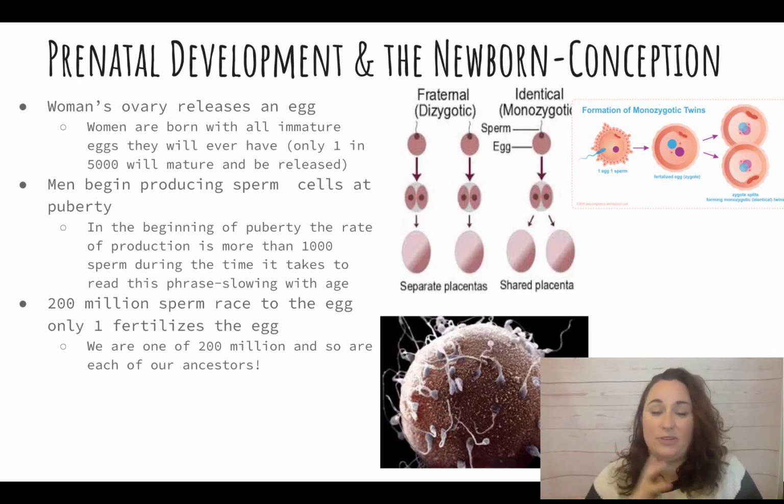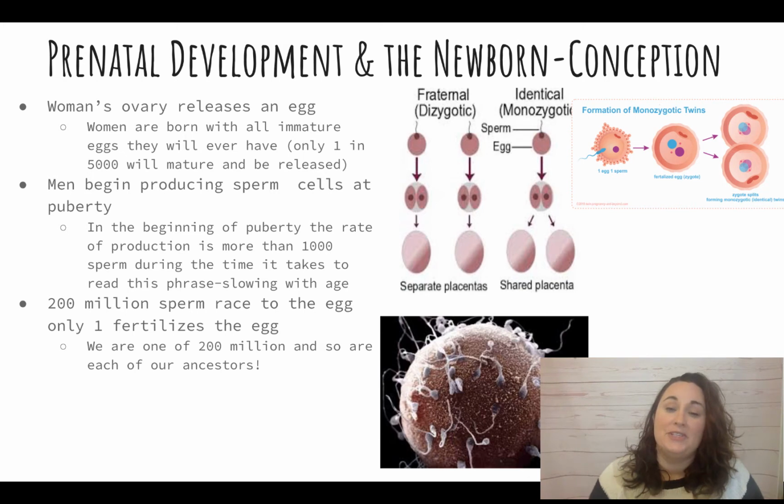All right, so now let's switch to physical development. And so remember, we're starting in the womb. So we're starting with one egg and one sperm that meet up and create a zygote. And there are about 200 million sperm racing to meet that one egg, and that one egg being fertilized. So kind of cool. We are one of 200 million, right? Like 200 million sperm race to one egg, and that one sperm fertilizes.